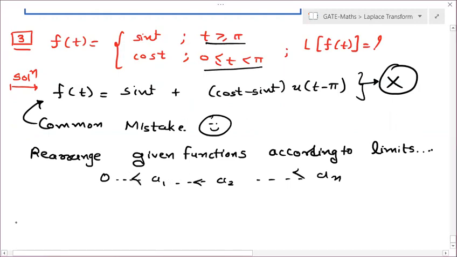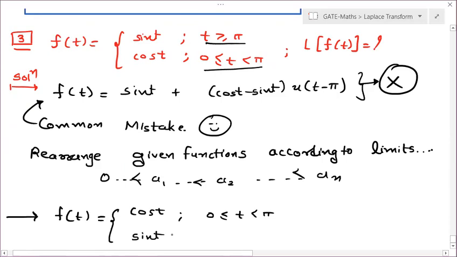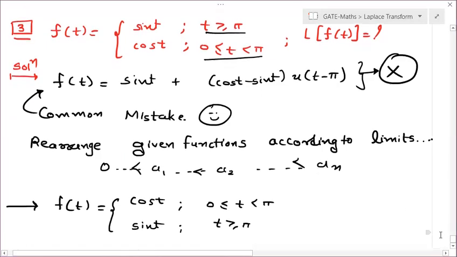So now if I rearrange, my function will become: first from 0 to pi, my function is cos t. So my f1(t) will become cos t over here. So it is cos t for 0 to pi, and sin t for t greater than or equal to pi.